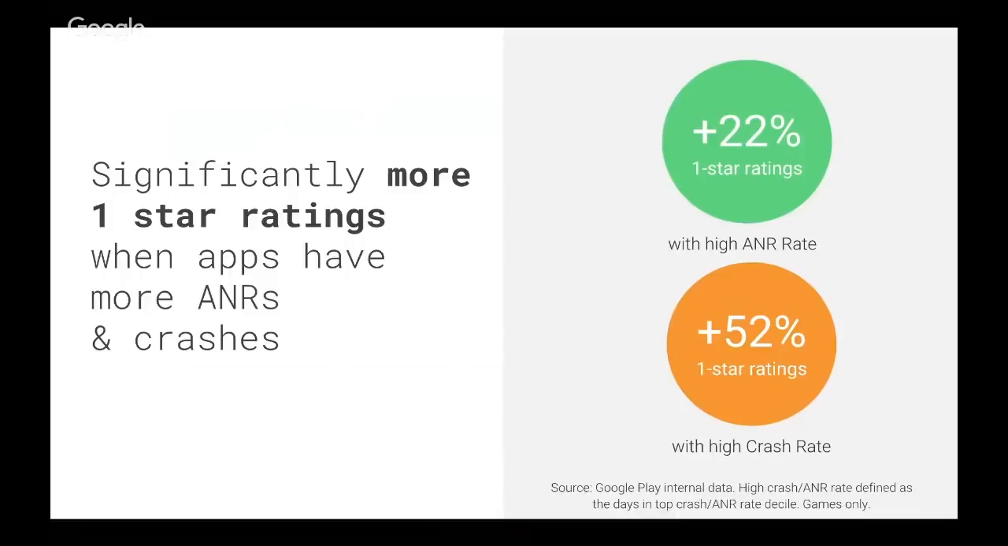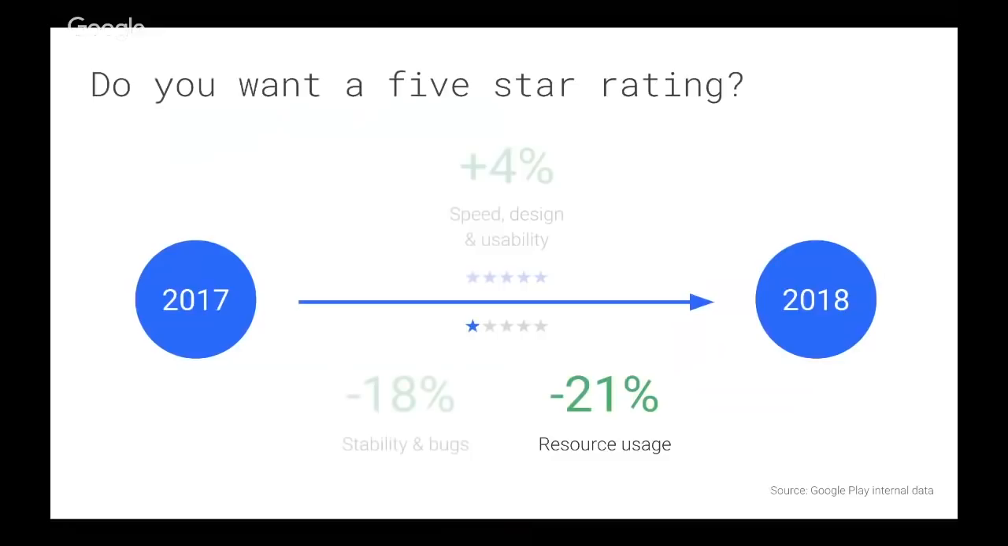Why should you care about it if you haven't focused on it up until now? Well, here's another analysis we did of 1-star ratings. This is more than just the reviews. This is looking at the ratings, which not every rating has a review. When we look at the ratings, what we find is that users who experience a high ANR rate leave 22% more 1-star ratings, and users with a high crash rate leave 52% more 1-star ratings. So if you want to improve the rating of your application, really trying to make sure that none of your users have a high ANR or crash rate is really important.